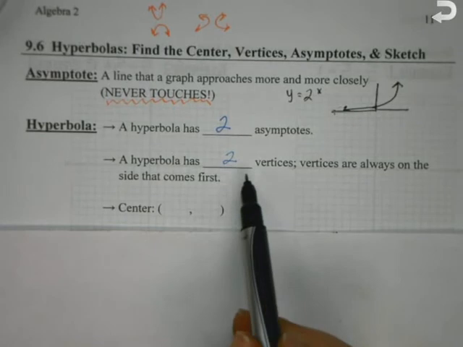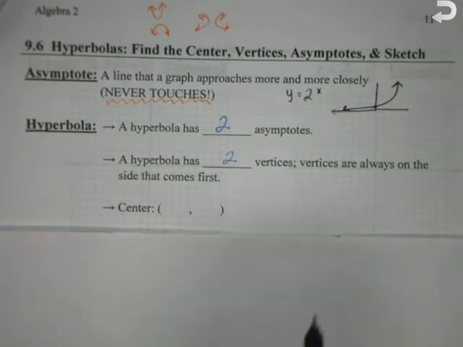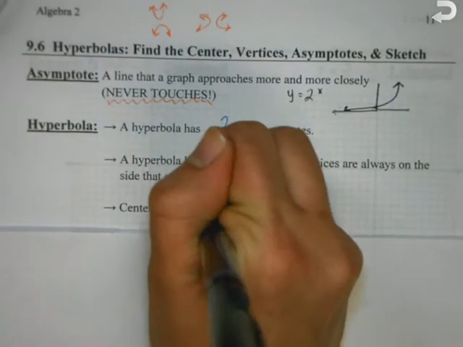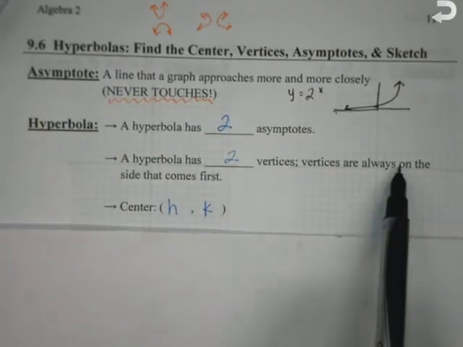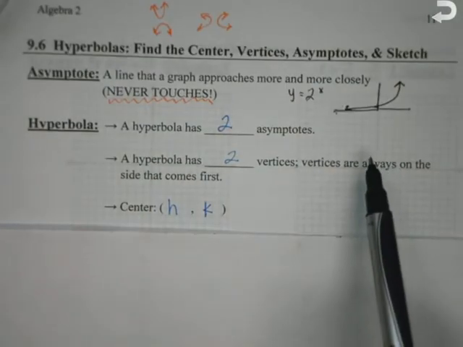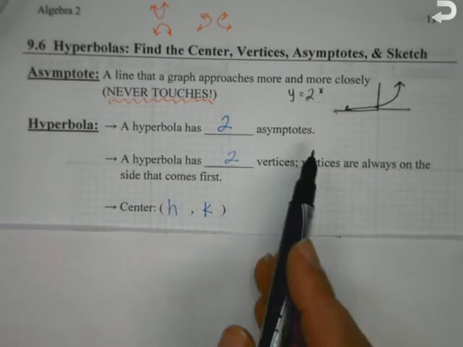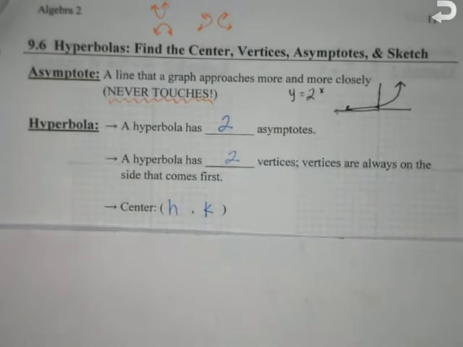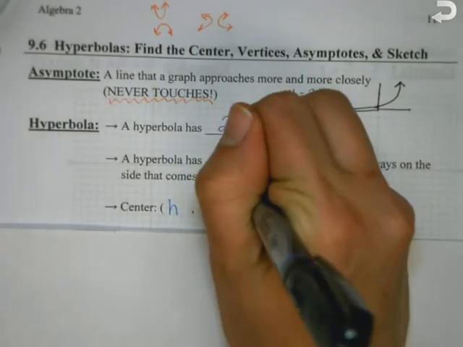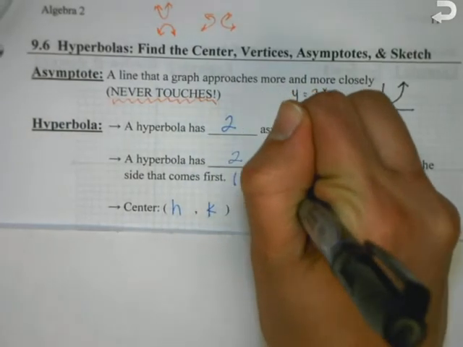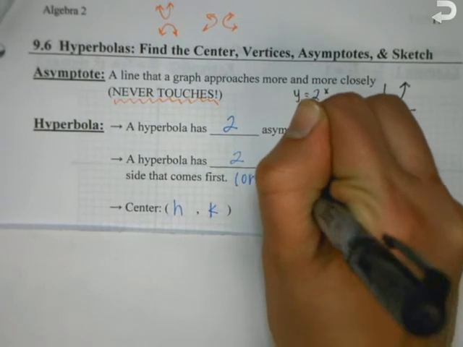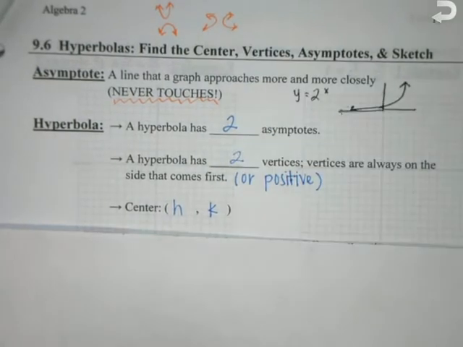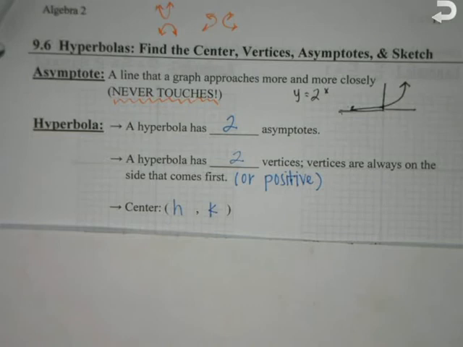And then the center, as always, is h, comma, k. And the vertices, unlike an ellipse, where the vertices is the bigger of the two numbers, or the two sides, for a hyperbola, it's going to be whichever side comes first. And I'll show you what I mean in a second. Or, we could say, whichever one is positive, x or y. In a hyperbola, there's actually going to be subtraction involved. And when you see the form, you will know what I mean.